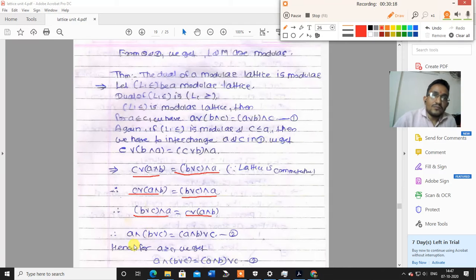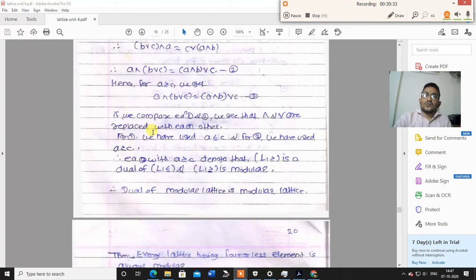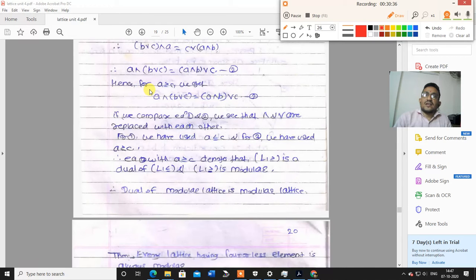Therefore we can say that A meet B join C is equal to A meet B join C. See equation 2. So whenever A is greater than or equal to C, we get the modular property A meet B join C is equal to A meet B join C. See equation 3.